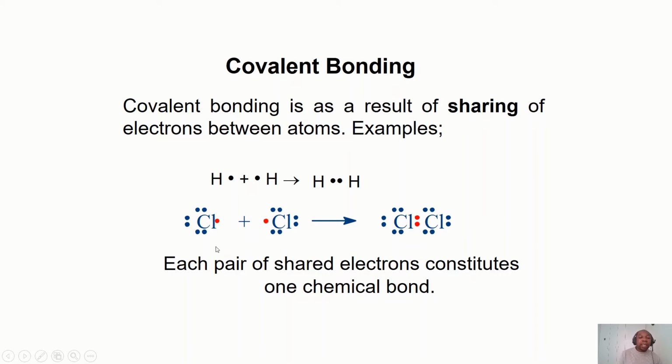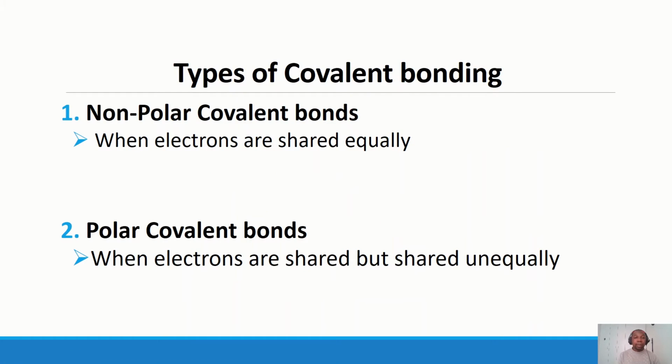Same thing for chlorine. Chlorine has 7 electrons in its outermost shell. So it can share this one that is not paired up with this one that is also not paired up to form a bond between them. So each pair of shared electrons constitutes one chemical bond. So for example, this is going to be just one chemical bond, and this is going to be also one chemical bond.